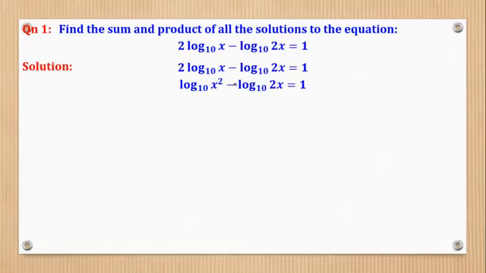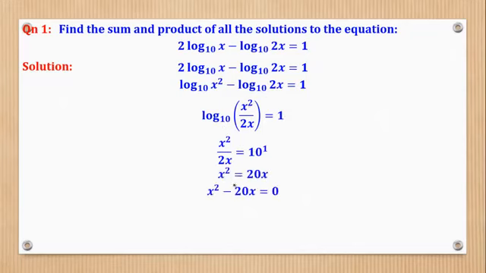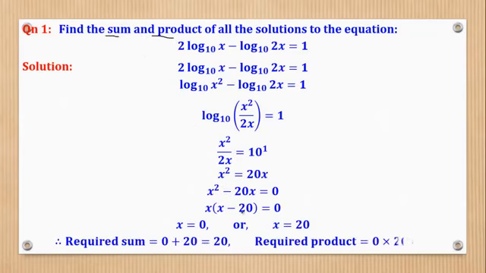So we can use the rule now. Rule number 2 for subtraction becomes division. So it becomes this divided by this. Then to eliminate the logarithm, I will say 10 to the power 1 is equal to this. Then I can cross multiply and then put everything on one side, factorize, and get the 2 values of x. Now they want the sum and product. The sum, it will be 0 plus 20, which is 20. The product is 0 times 20, which is 0. And that's what they wanted.